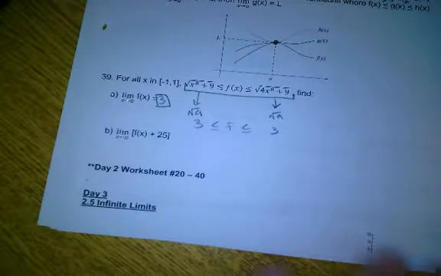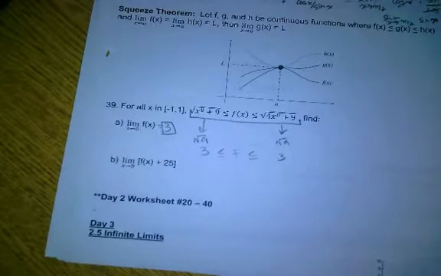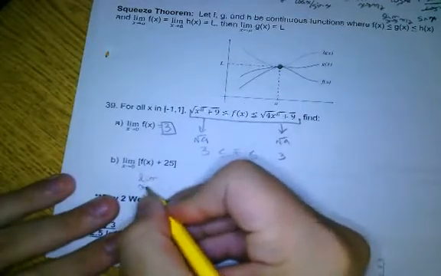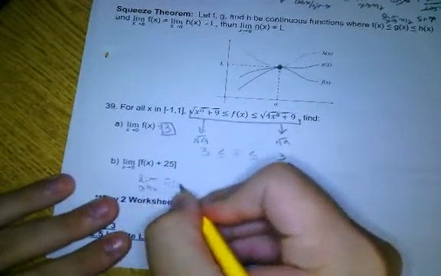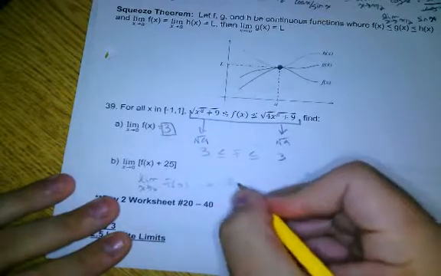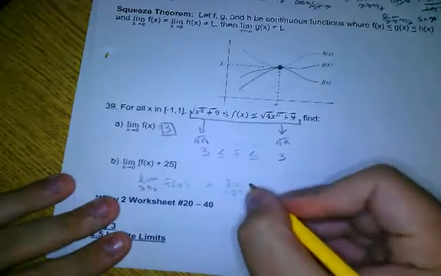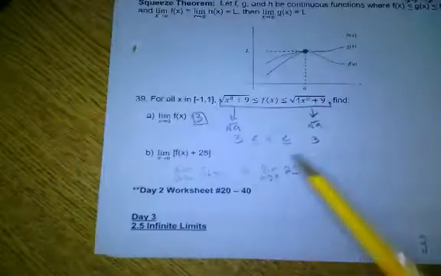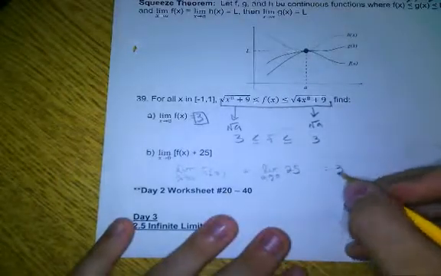And then for letter B, we have the function plus 25. Well, we found this out. What is the limit as x approaches 0 of f of x? And then we're going to add that to the limit as x approaches 0 of 25. Well, didn't we just find out that answer right there? What is that answer? So 3 plus 25 is 28.